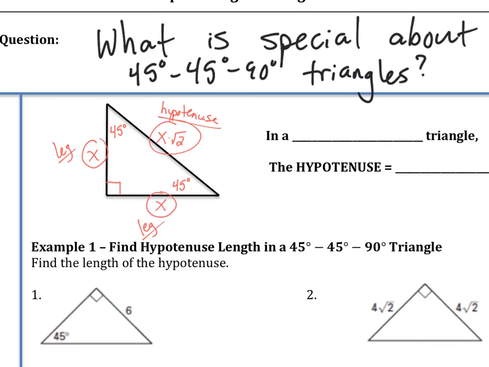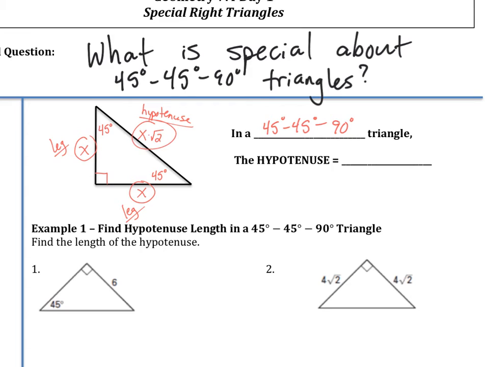Okay, and off to the right, we're going to fill in the blanks here. In a 45, 45, 90 triangle, the hypotenuse is equal to the leg times square root 2. So h equals L times square root 2, meaning hypotenuse equals leg times square root 2. And this is only true in a 45, 45, 90 triangle. Okay, that's the only time this is true.